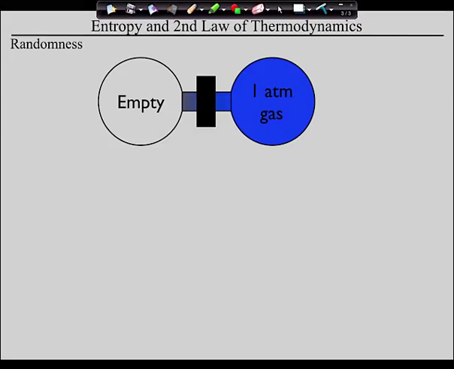Now guys, what are the molecules doing in the right-hand tank? Going crazy, hundreds of miles an hour. Whatever you picture for a gas, it's going nuts inside of there. Now guys, what's going on in the left-hand side? Nothing, because there's no gas in there. Now, when we open up the valve, what is going to happen? So this gas is going to expand into the empty container.